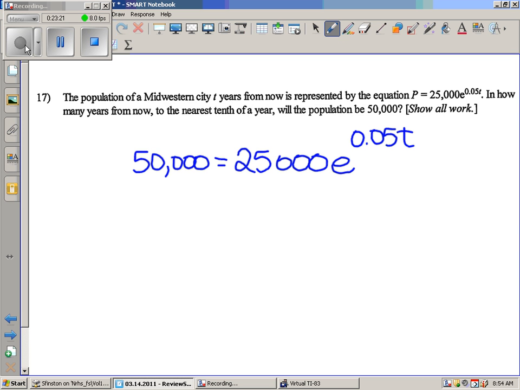I don't know if I'd log both. We are going to log both sides, we're just not going to log them yet. Yeah, divide by 25,000. What's 50,000 divided by 25,000? So really, 2 equals e to the 0.05 t.